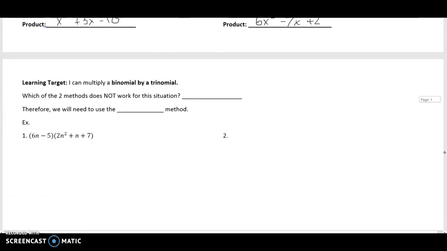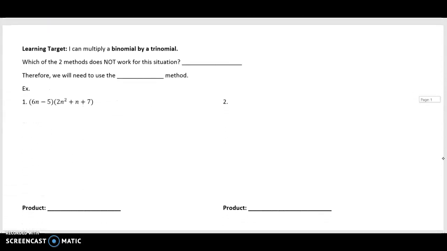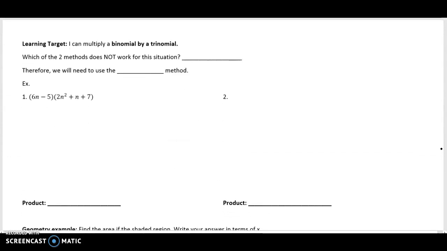Okay, moving right along. We're just going to make it a little bit more difficult. This is when we have a binomial and a trinomial. So it's just more terms to be messed with. I'm going to tell you right away that there's one method that does not work, and that is FOIL. Because first, outer, inner, last, there's too many terms for just outers and inners.